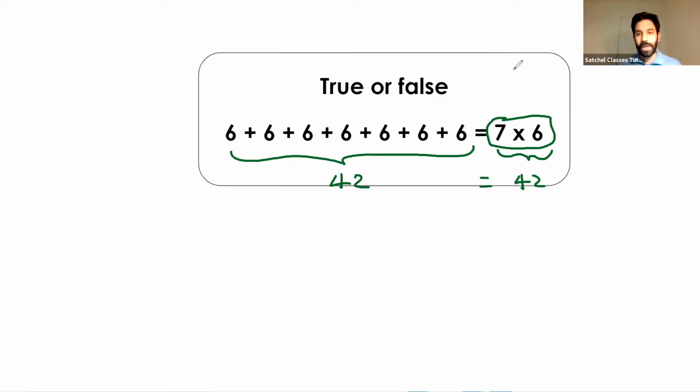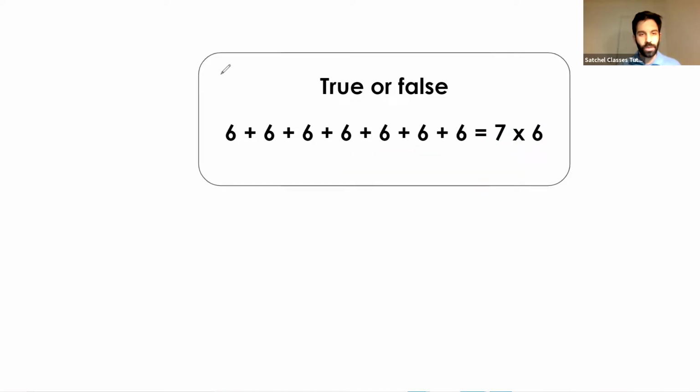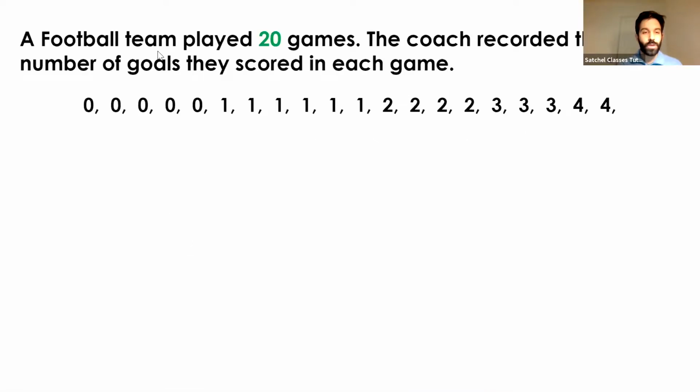All right, let's move on. Here we have some information about a football team. A football team played 20 games. The coach recorded the amount of goals they scored in each game. So these are the number of goals they scored in each game. They scored 0 in some games, then 1, then 2 in some games, 3 in some games, and they also scored 4 in some games.